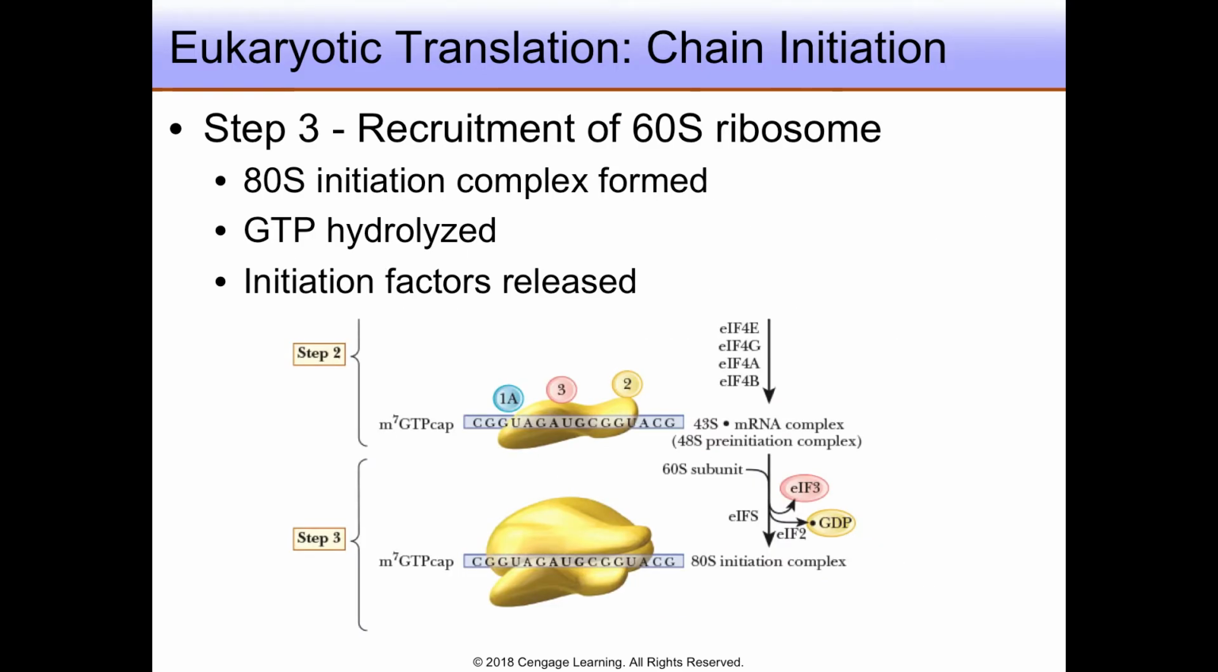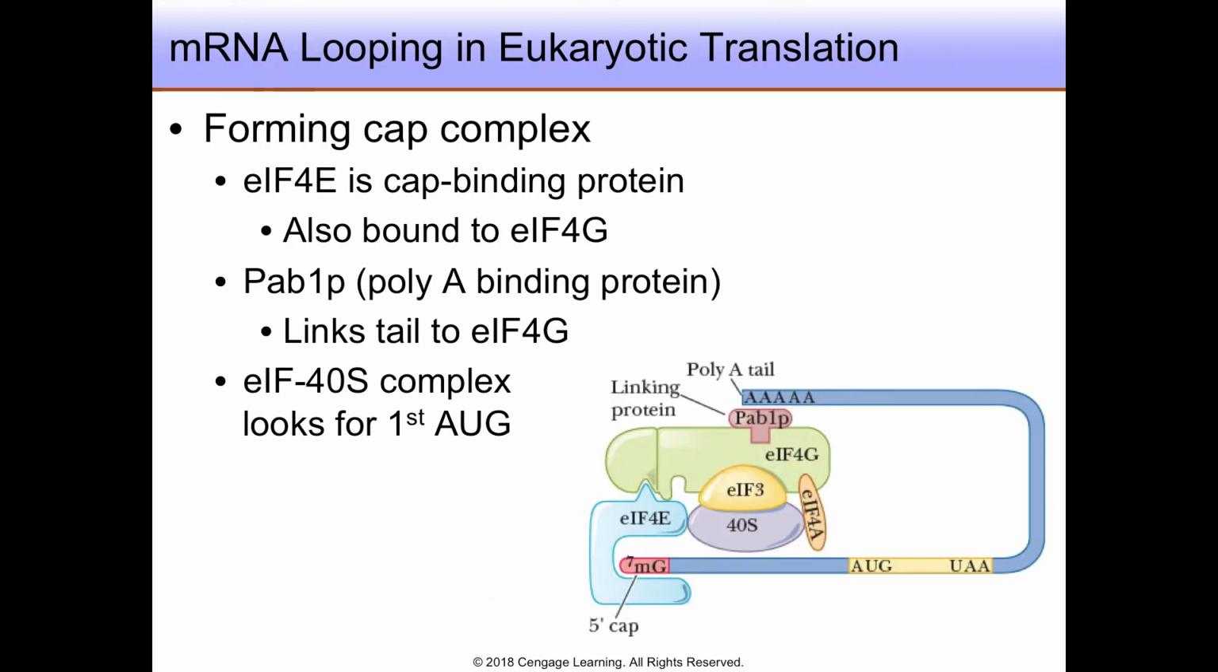In step 3, you will note the similarity to the prokaryotic system. The large 60S subunit binds to form the 80S complex with concomitant GTP hydrolysis and release of initiation factors.